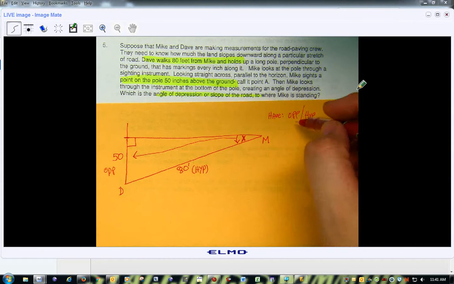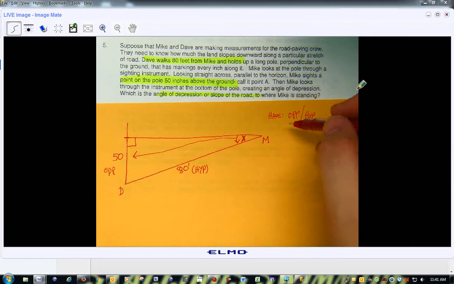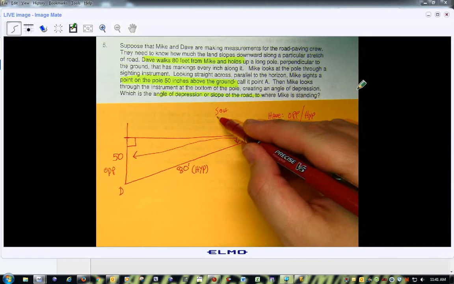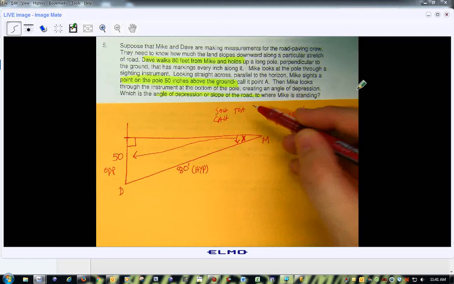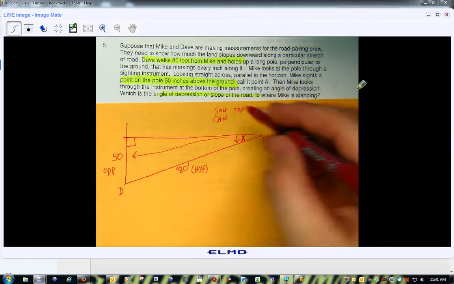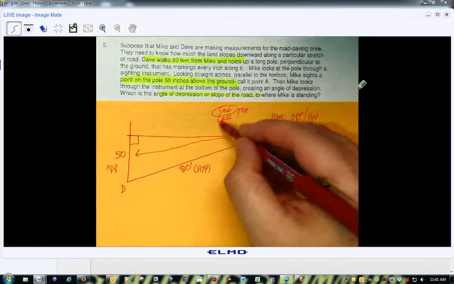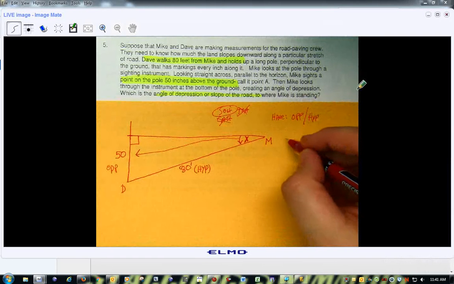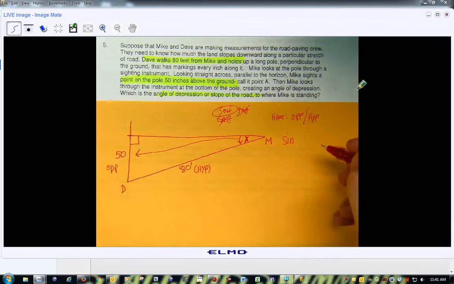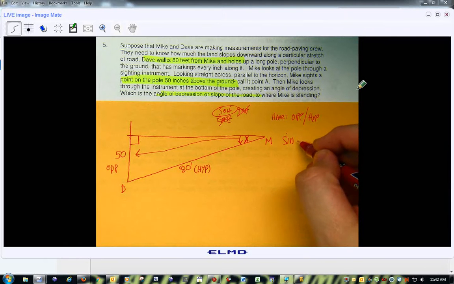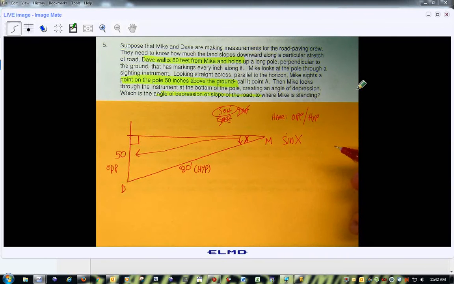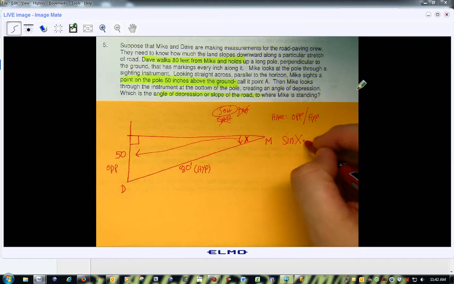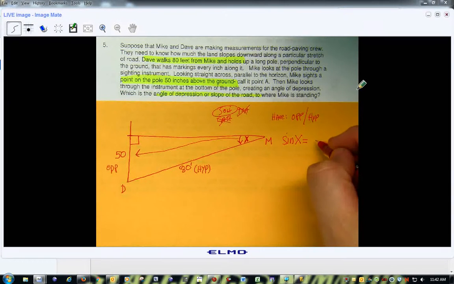Now, I have opposite, I have hypotenuse. SOHCAHTOA. Which one has an opposite and a hypotenuse? Sine. So I'm not going to use a cosine, I'm not going to use a tangent. So I'm going to say the sine of the angle. What's the angle? The sine of x is equal to, what's the opposite side? 50 over 80. Exactly right. Alright, so this is the setup.